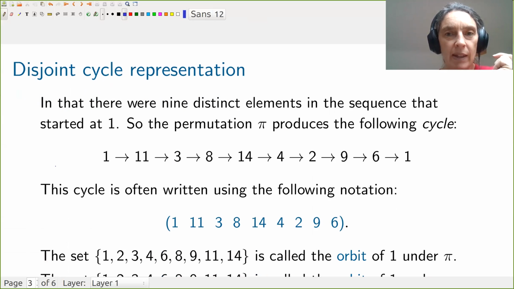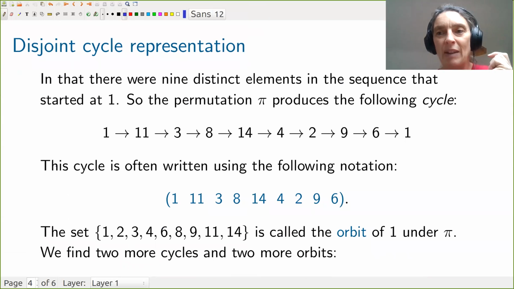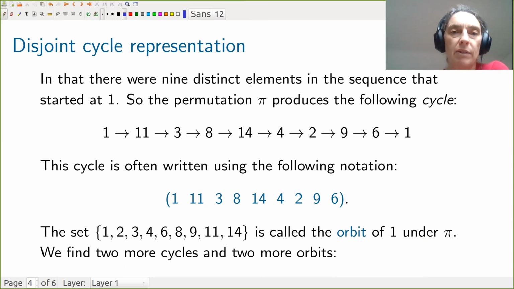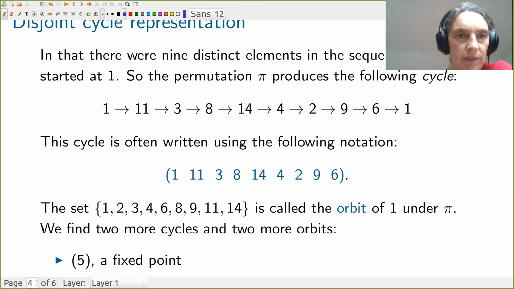So we don't generally draw those kind of pictures with arrows, although we could. We usually have a slightly more compact notation for these things. In that example, there were 9 distinct elements in the first sequence, the one that started at 1, and the permutation produced this cycle that started at 1, went through 9 elements and came back to 1. So just to mention, for the sake of notation, typically that particular cycle would be written in this way. Okay, and so it's an alternative notation.